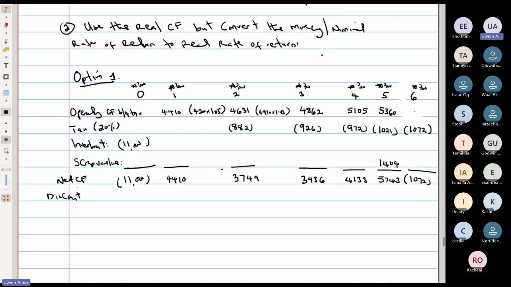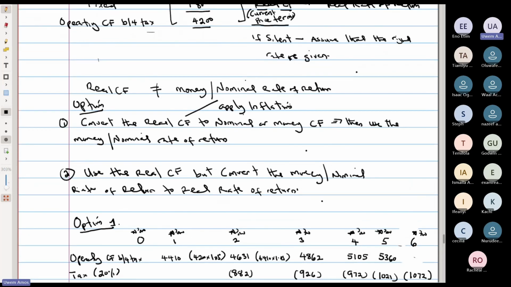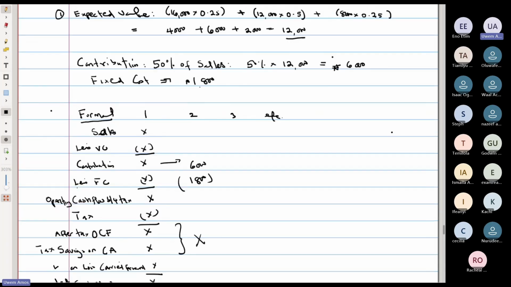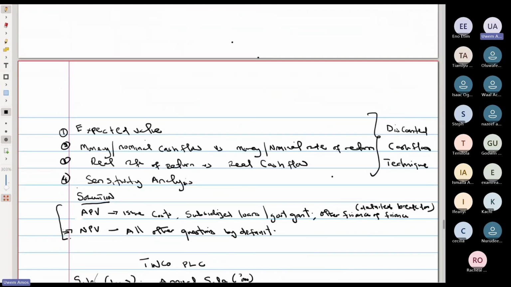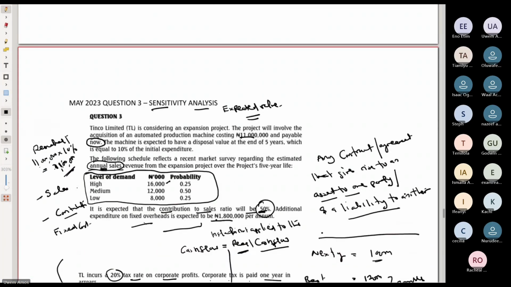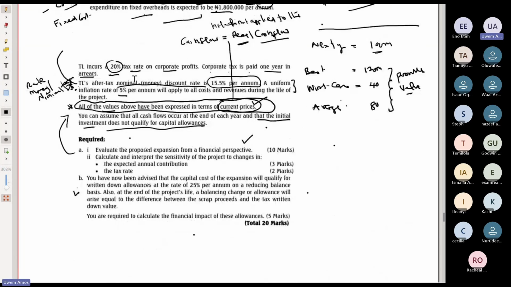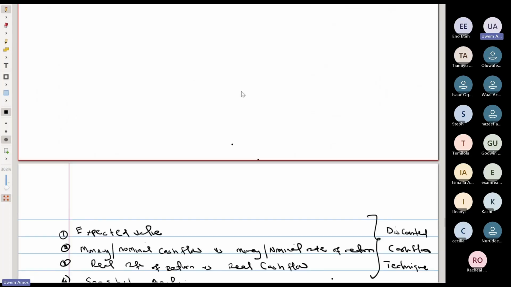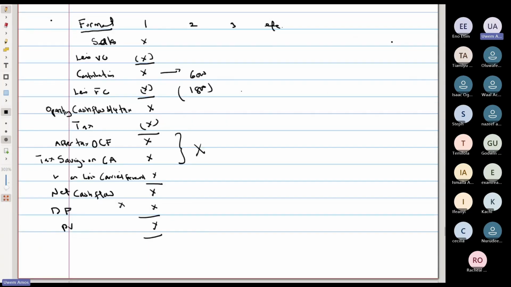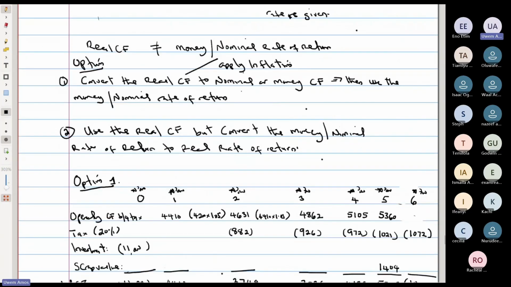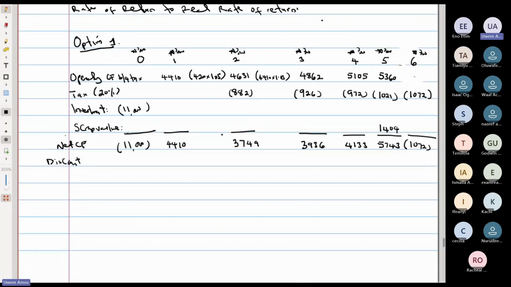Okay. So what's our nominal or money discount rate? We're given that in the question. So we just use that and discount quickly. The after-tax nominal or money rate of return is 15.5% per annum. So that's our discount rate. We have a money or nominal cash flow, so we use the money or nominal discount rate and get it out of our way. So that is 15.5%.